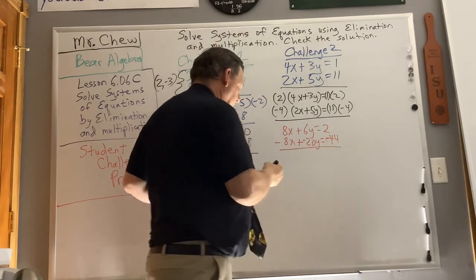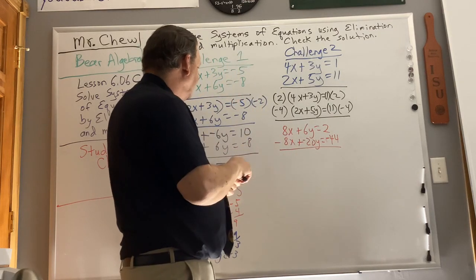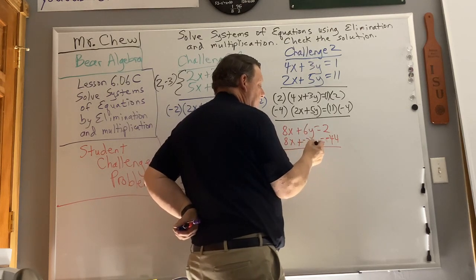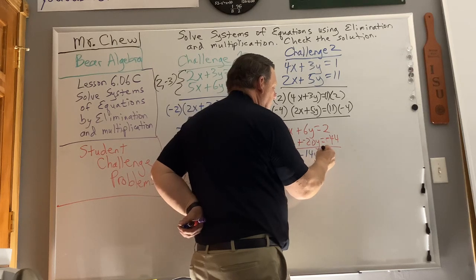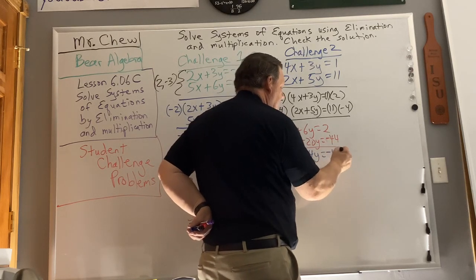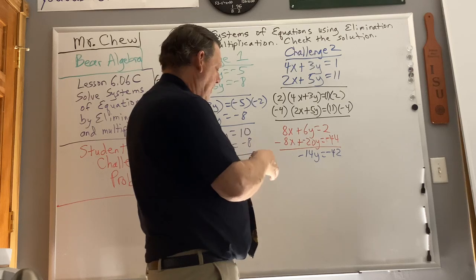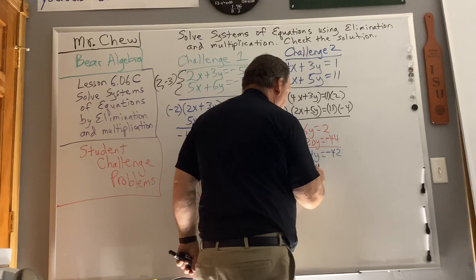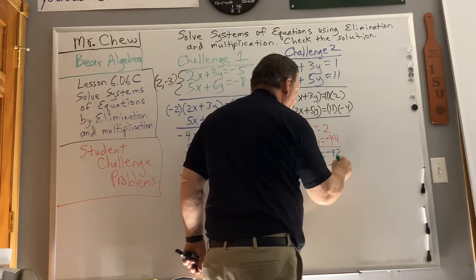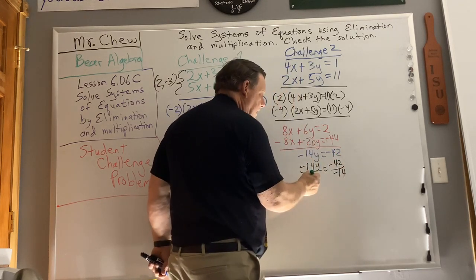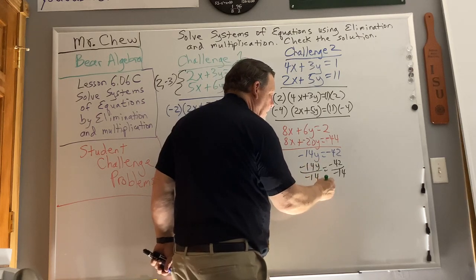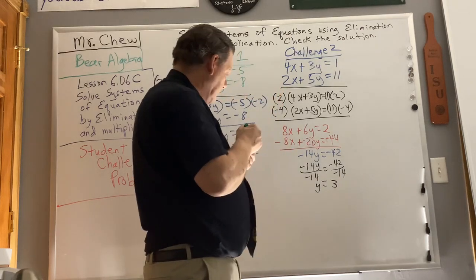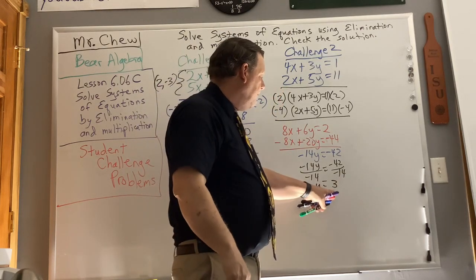All right, now we're going to add them. Well, the 8x minus 8x is 0, which is what I want. 6y plus negative 20y is negative 14y equals negative 42. Now I divide both sides by negative 14. Negative 14 over negative 14 is 1. 1 times y is y. And negative 42 divided by negative 14 is positive 3. So now I have my y coordinate.